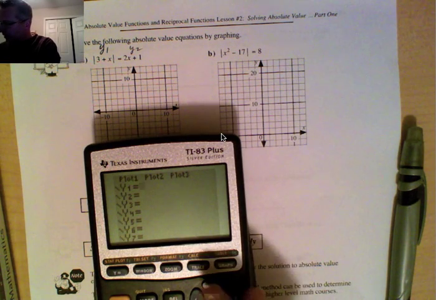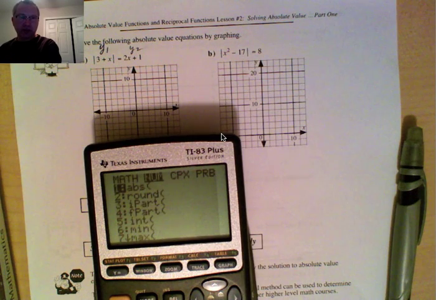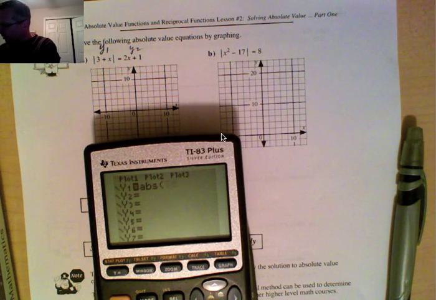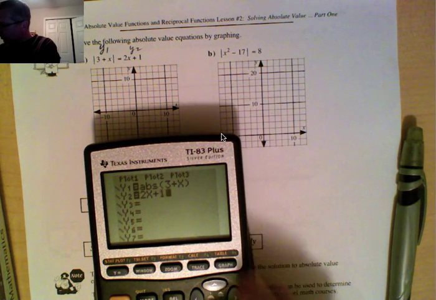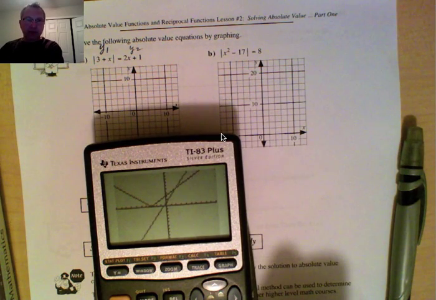And I'm going to go back to math. I'm going to go over to number, choose absolute. I want the absolute value of 3 plus x. And in the second equation, we want 2x plus 1. And we're going to hit graph.